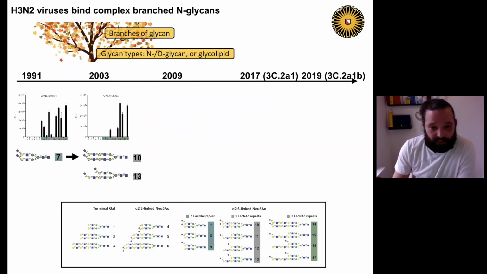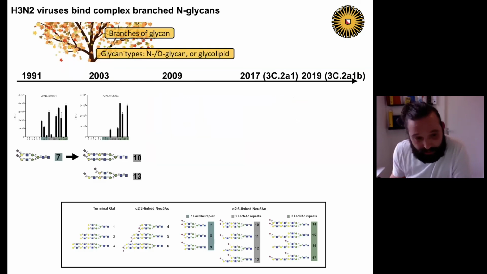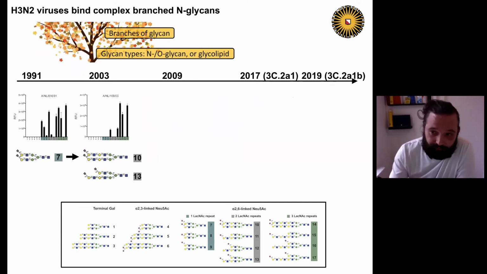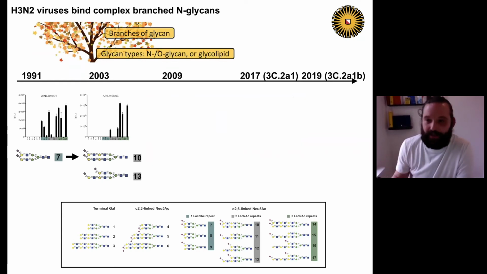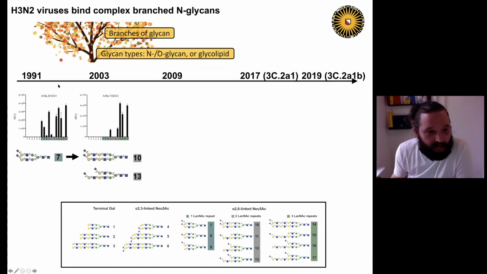And we actually added these viruses directly on the array. To avoid serum or antibody detection, we used stem antibodies to detect the virus on the array, so we could just use one antibody to detect all the viruses. And in the 91 virus, we saw that it bound to very simple N-glycans. It only needed 1 LacNAc repeat, as we've seen before.